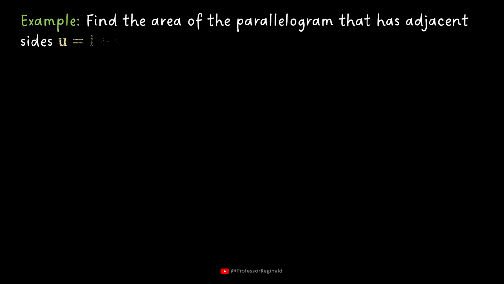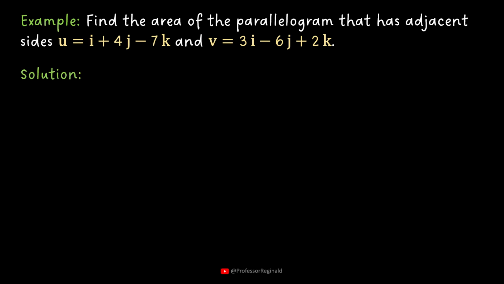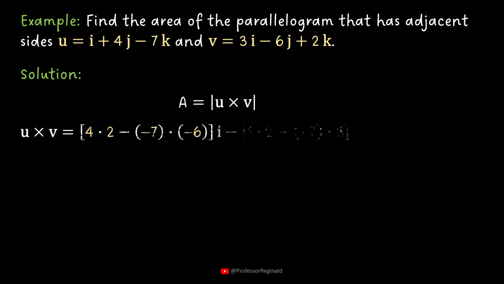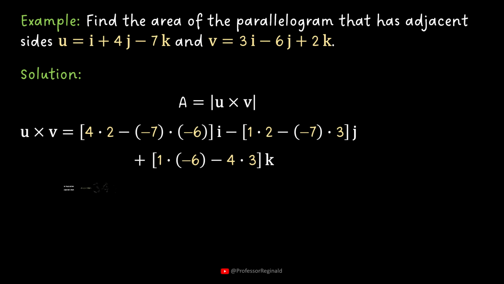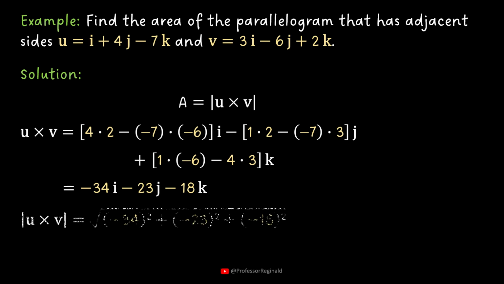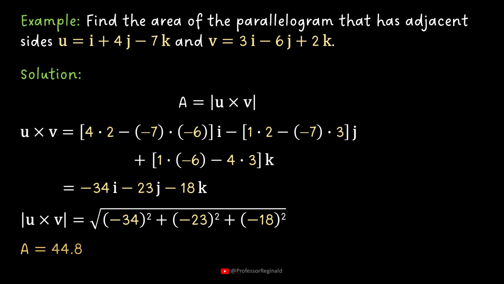Example. Find the area of the parallelogram that has adjacent sides u equals i plus 4j minus 7k and v equals 3i minus 6j plus 2k. Solution. The area of the parallelogram is the norm of the cross product of the two vectors, A. First, compute the cross product. Then, calculate the norm of the cross product. Therefore, the area of the parallelogram is equal to 44.8.